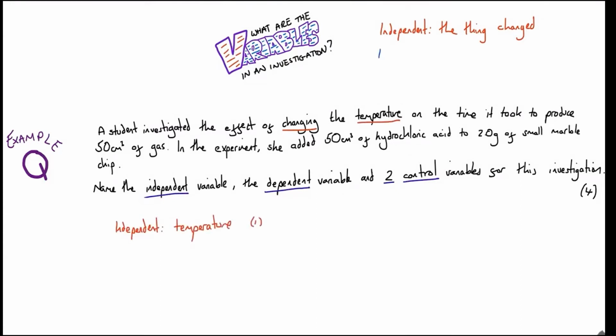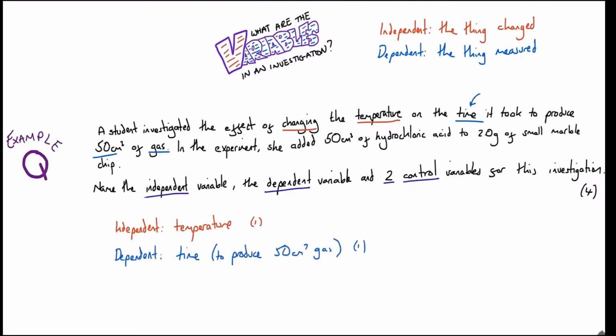If we move on to the dependent variable, that is the thing that you're going to measure. So it's not adding 50 centimeters cubed of hydrochloric acid or 2 grams of small marble chip, it's the thing that we are going to measure. And this tells you is the time it took to produce 50 centimeters cubed of gas. So you get your 2nd mark for saying the time.